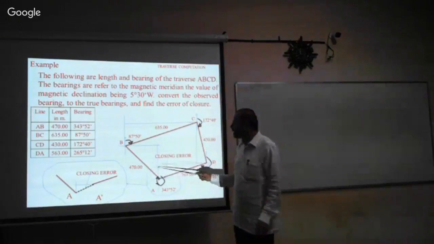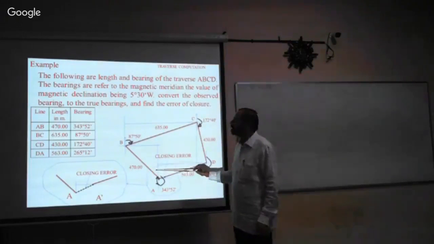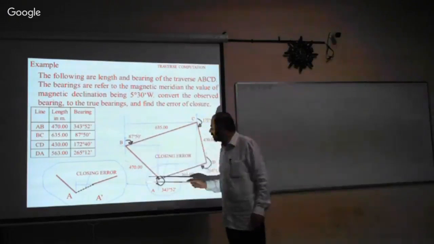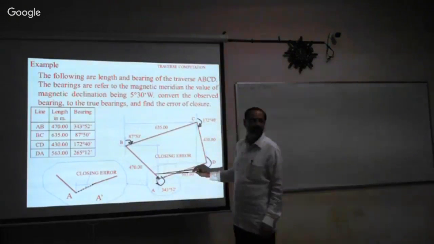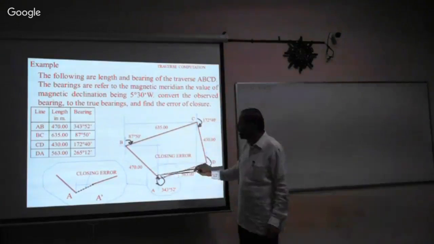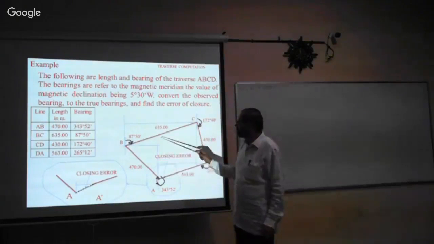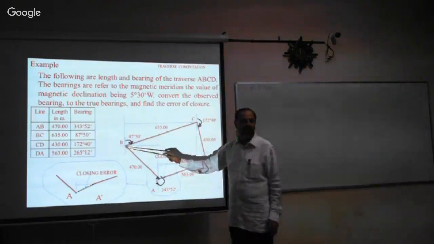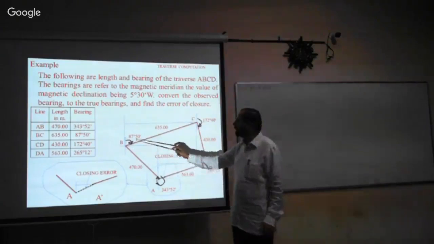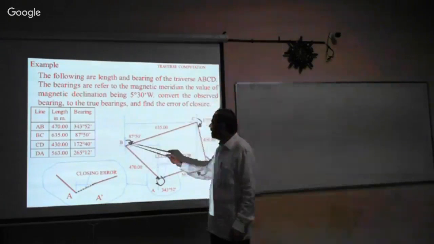When you convert this into the quadrant system bearing, 360 minus 343, we will get this angle. This angle is the quadrantal bearing of line AB. That means the latitude is positive and the departure is negative. And similarly, if you come to the second line, it is BC.